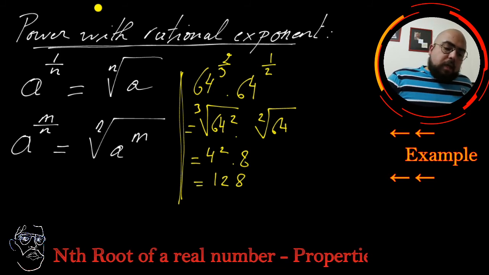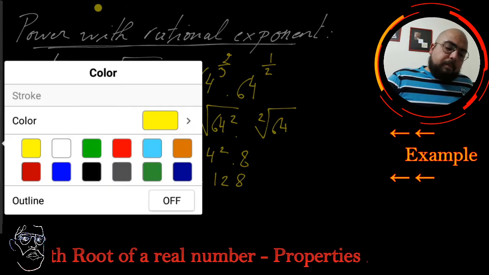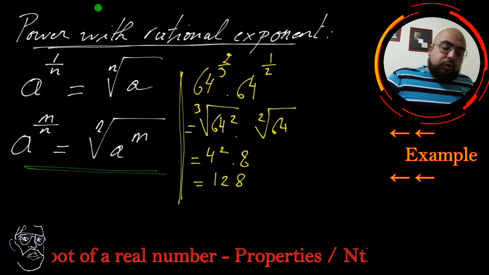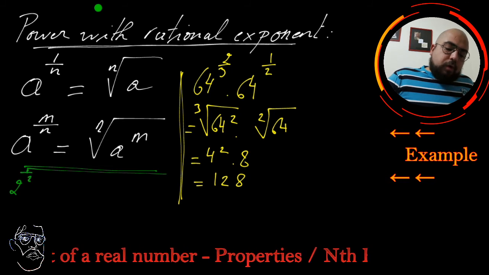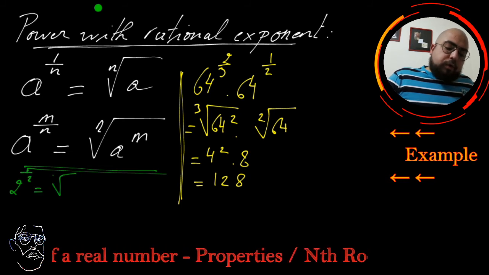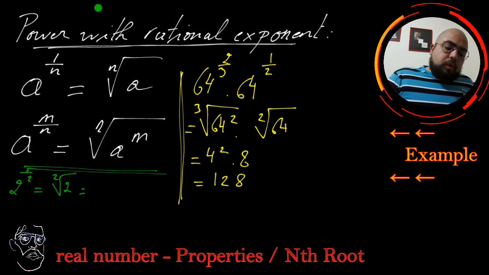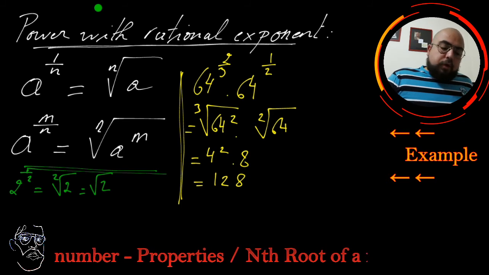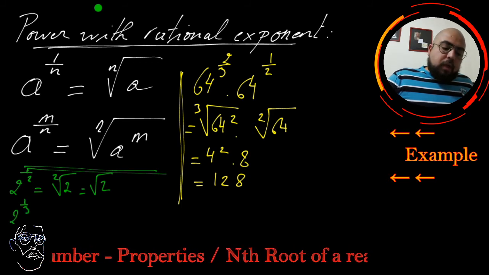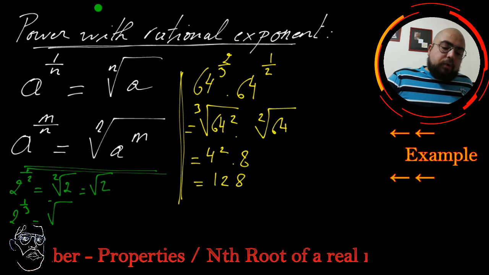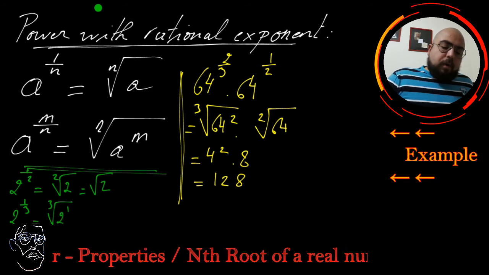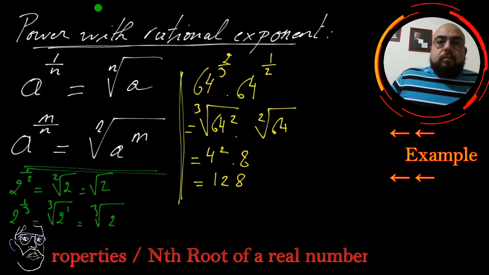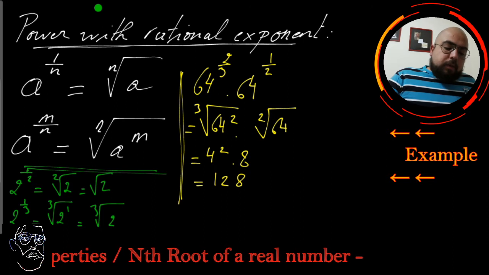What about, let's say, 2 to the power of 1 over 2? You can simply say it's the square root of 2, which is radical 2. Similarly, when we have 2 to the power of 1 over 3, it can be written as the cubic root of 2 to the power of 1, of course, which is the cubic root of 2.